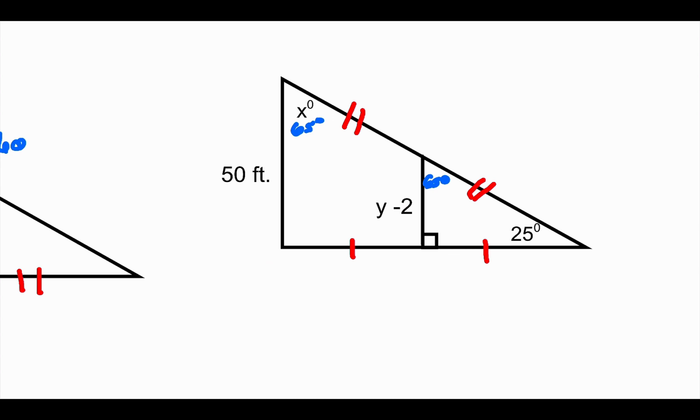If you take a look, we know that that mid-segment is half the length of that. Therefore, we know y minus 2 has to equal 25. And from there, we do math, and we get y equals 27.